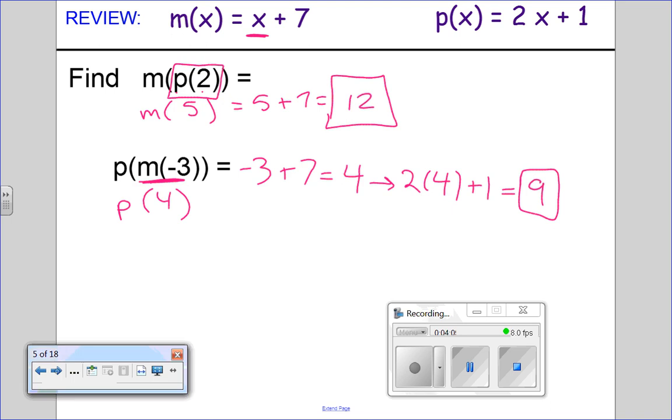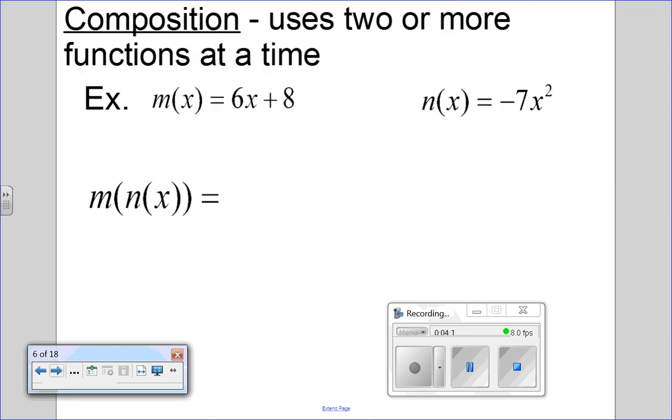Moving along. All right, so what you just did was a composition of functions. You used 2 or more functions at a single time. And what we're going to be doing is composition of functions today. Sometimes we'll be putting numbers into both the functions, which is what we just did. But sometimes we'll be using variables.